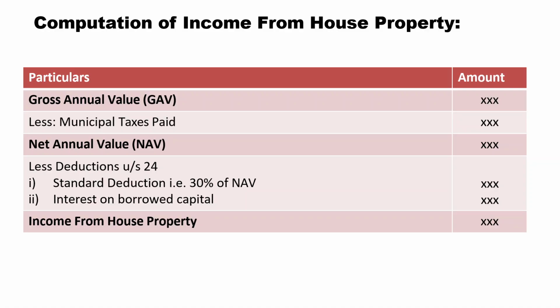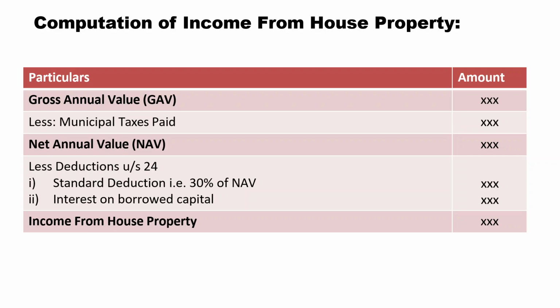And the second one is what? Interest on borrowed capital, that is, interest on capital taken by way of loan, or interest on loan. So for the construction of the property, whatever loan is taken by the assessee, on which interest is paid by the assessee, that will be deducted as the second deduction from the net annual value. And after deducting these two deductions as per section 24, the last amount we get is our final answer, and it is income from house property.